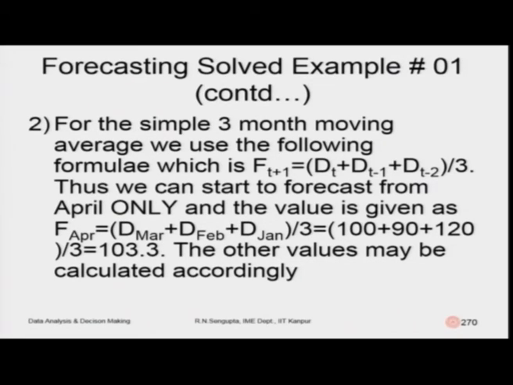So, the forecasted value in April would be the sum of these 3 months, which is 100 plus 90 plus 120, divided by 3, which comes out to be 103. Similarly, when I go to the month of May, the value would be equal to the demand of 3 months, February, March, April, added up and divided by 3. If I go to, for example, the month of December, we are trying to forecast for December, so the last 3 months would be considered accordingly. So, it will be September, October, November, added up and divided by 3.